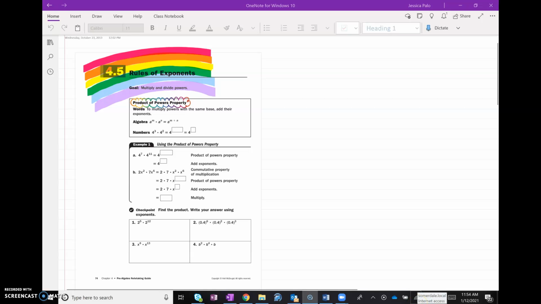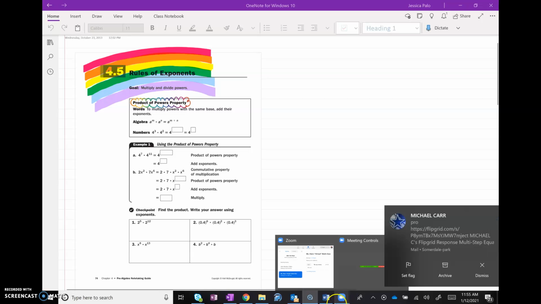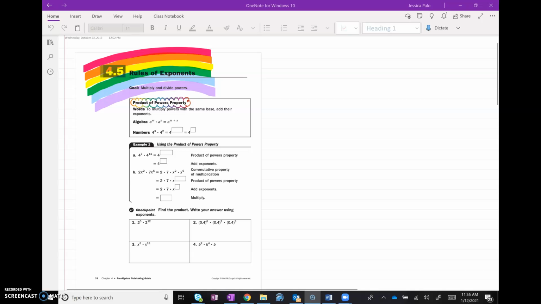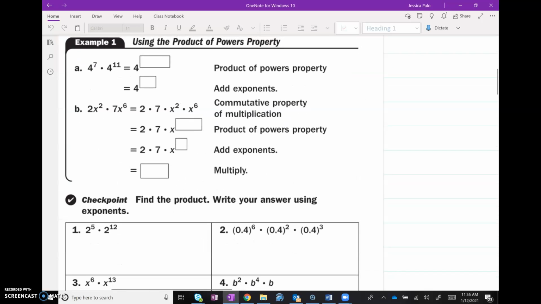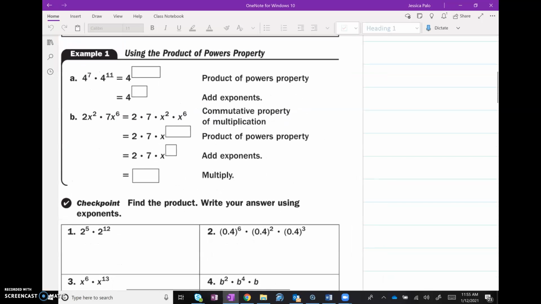So we are going to talk briefly about exponents today, and this is a formal rule. This rule is called the product of powers property. You have been using this rule for a long time, probably since you learned exponents. You just don't know you're actually using the rule. So I'm going to start with example 1, and then we're going to go back to that rule and talk about it.